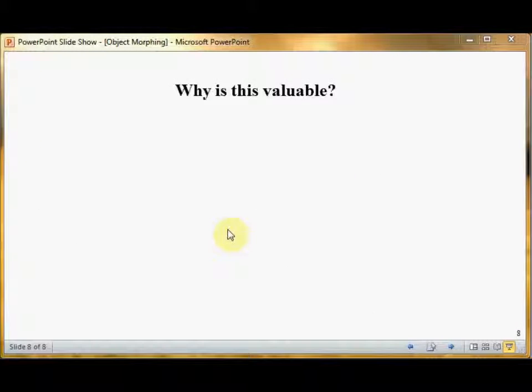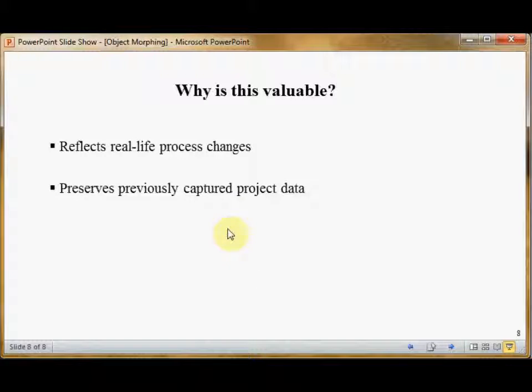So why is this valuable? Well, first of all, I claim it reflects reality. It's very common to define a process and later on down the road needing to make process changes. And so whenever you make process changes, what you need to do is go back and update your instantiated project data. And so what we've demonstrated here via object morphing is we've simplified that process.